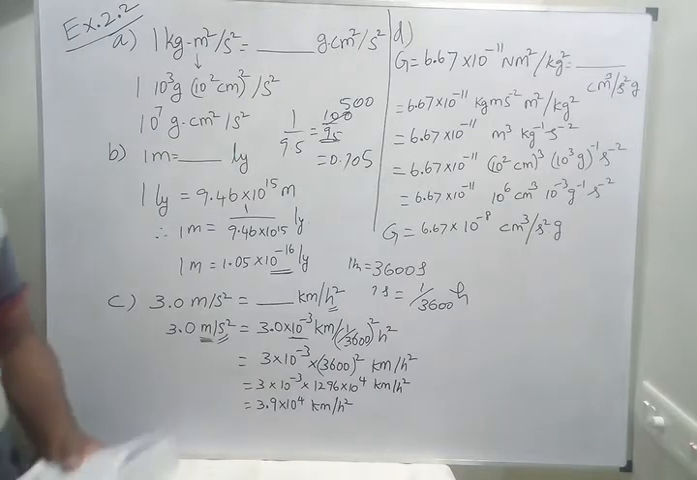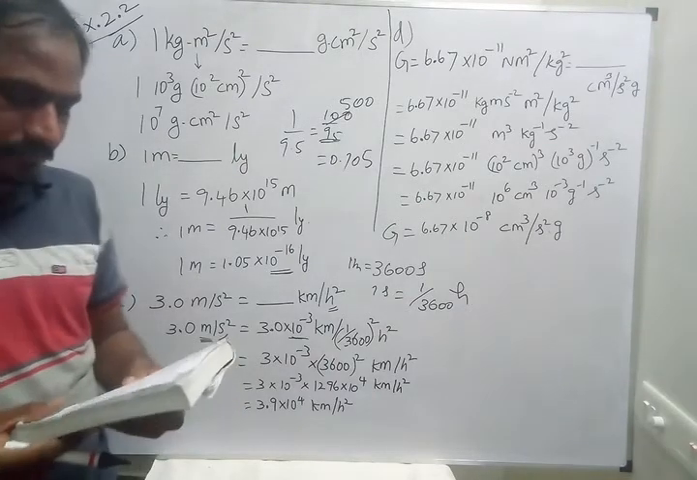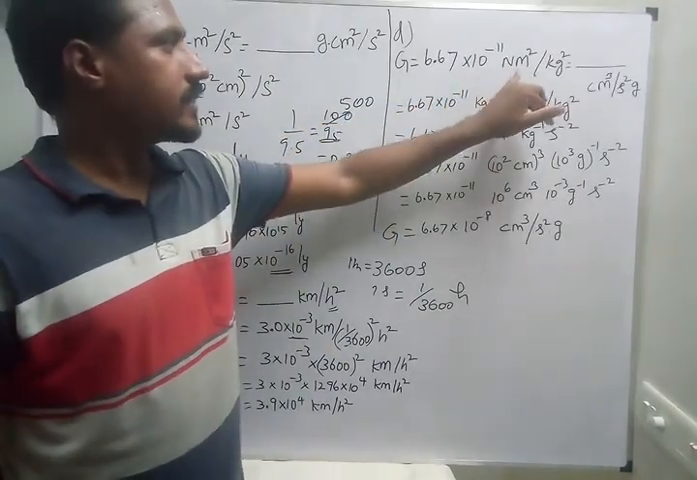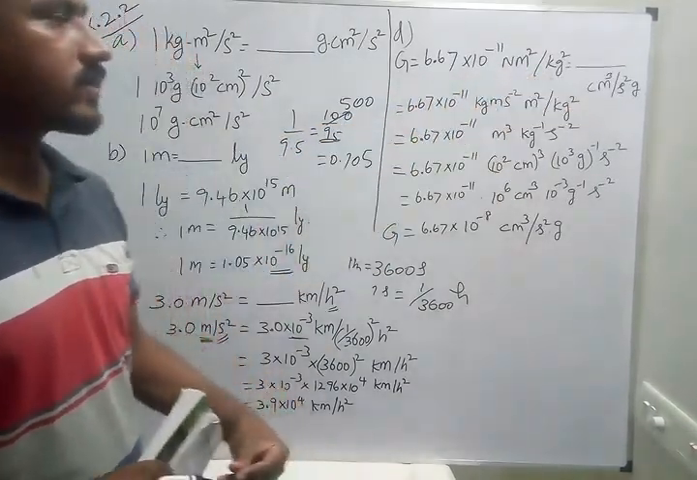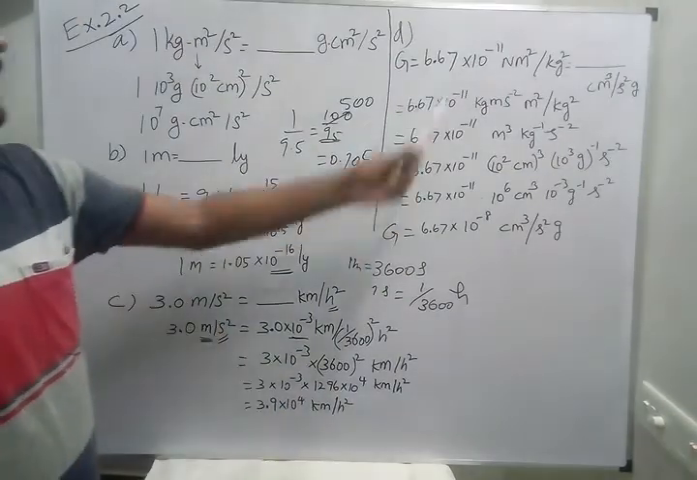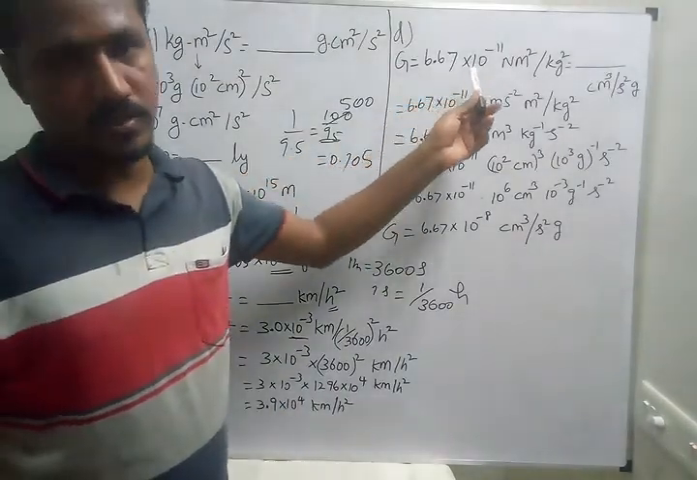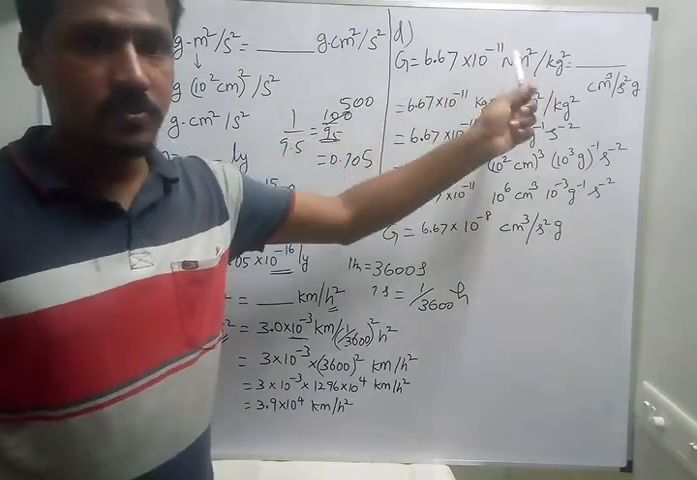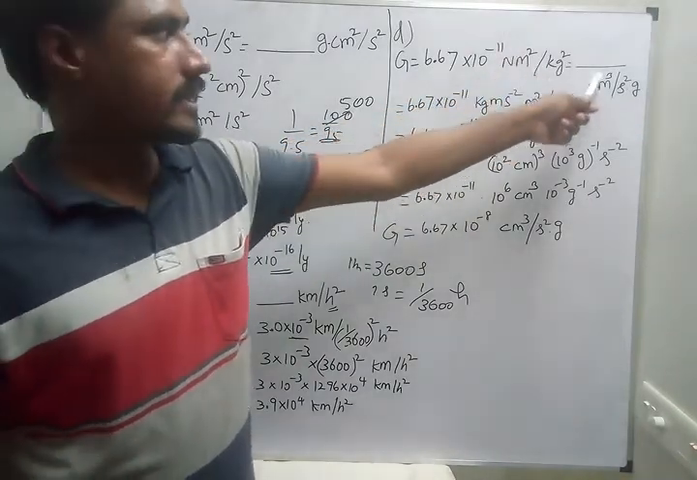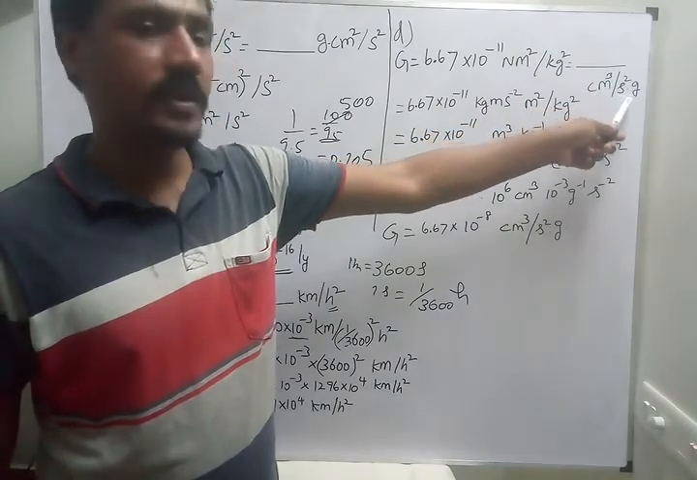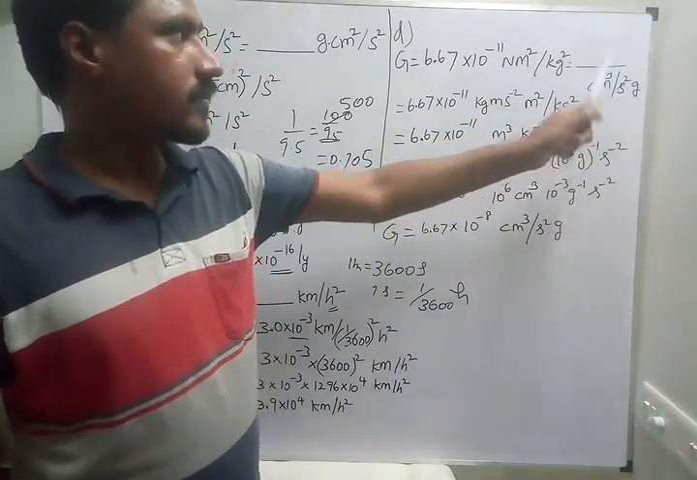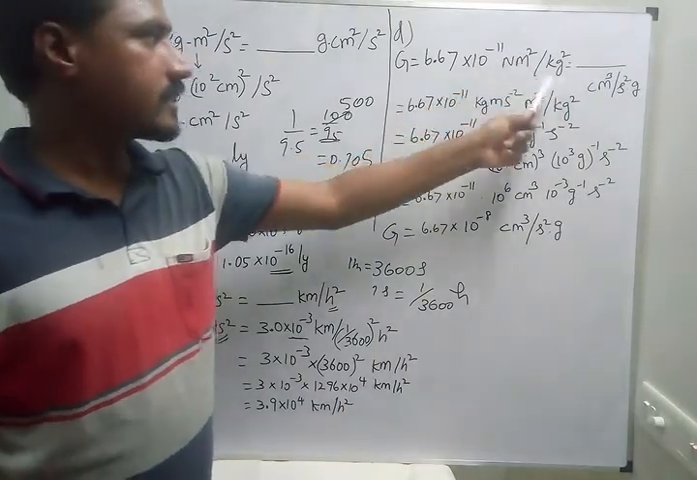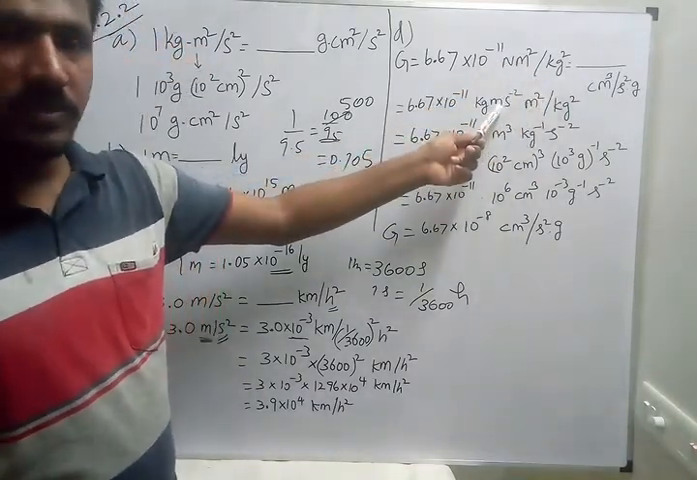So next question, the fourth one, G equals 6.67 into 10 to the power minus 11 Newton meter squared by kg squared, kilogram squared. So what is it? It is the value of the gravitational constant. Okay, so this is given in Newton meter squared by kilogram squared. This should be converted into centimeter cube by second squared into gram.